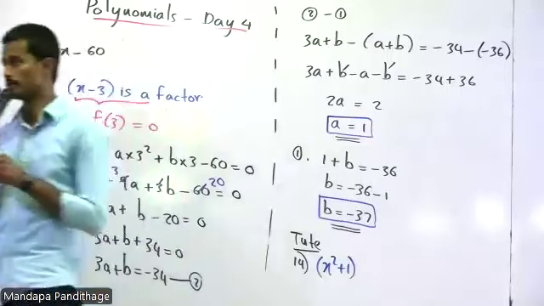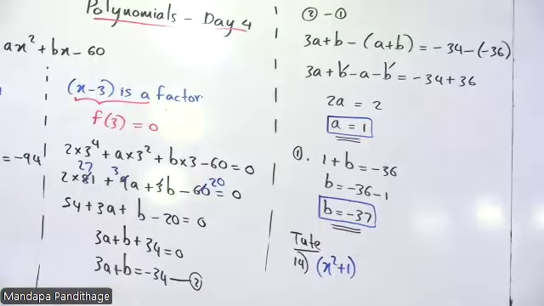Okay, I'll give you 2-3 minutes. Think of a way how you can do this. For these A, B values, f(x) is divided by x squared plus 1. And what will be the remainder?